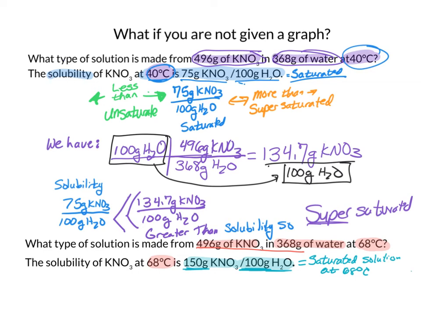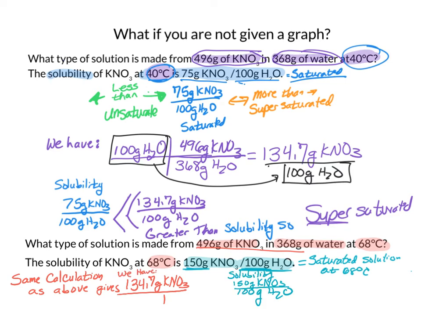And now we see that the 134 grams of KNO3 per 100 grams of water in our solution is less than the given solubility of 150 grams of KNO3 per 100 grams of water. And that tells us that this would be an unsaturated solution at 68 degrees Celsius. And now we're going to have you try it.